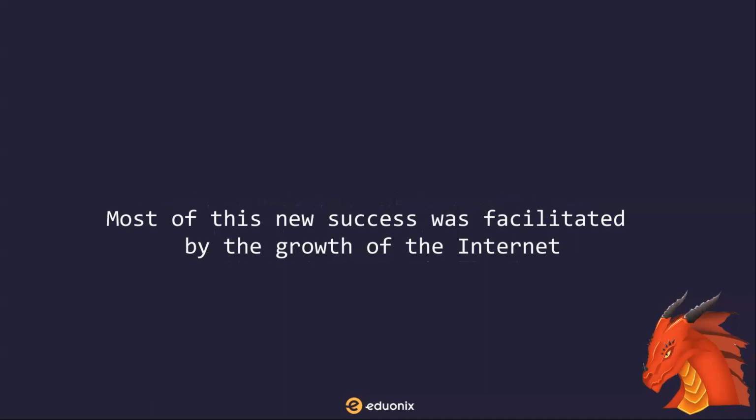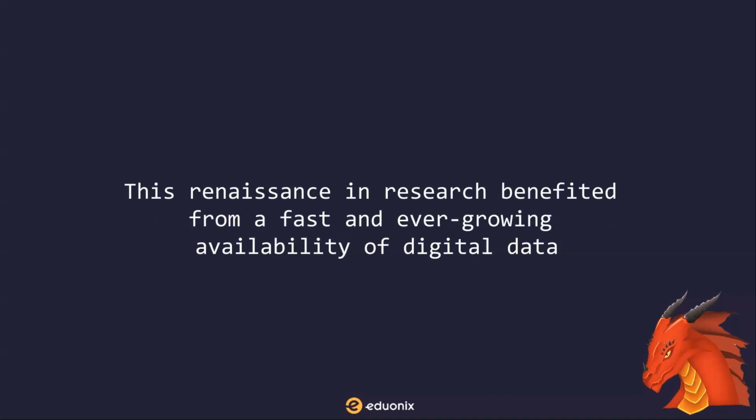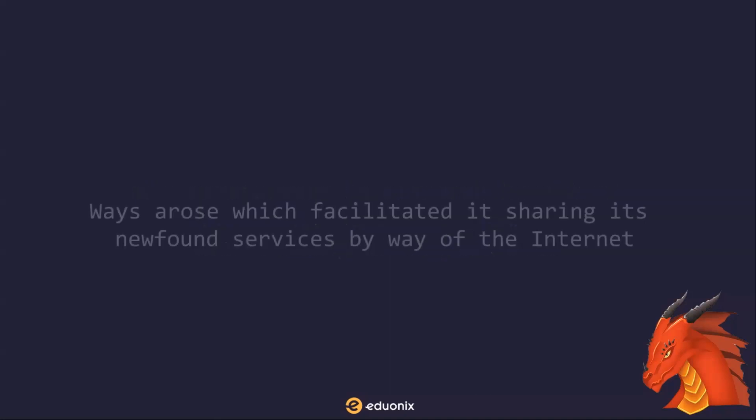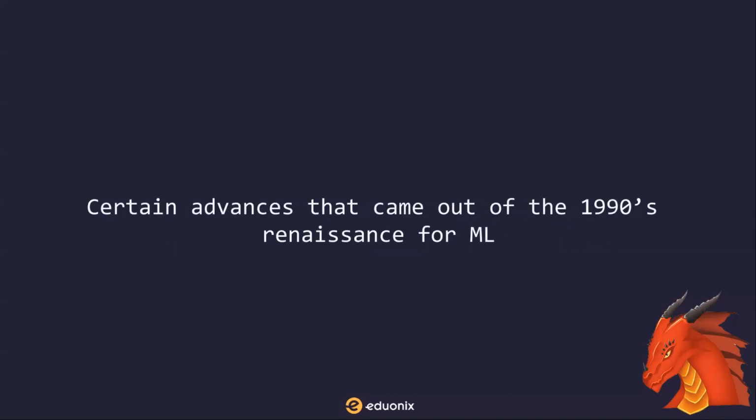Most of this new success was facilitated by the growth of the Internet. This renaissance in research benefited from a fast and ever-growing availability of digital data. Ways arose which facilitated sharing its newfound services by way of the Internet. I'll now describe certain advances that came out of the 1990s renaissance for ML.